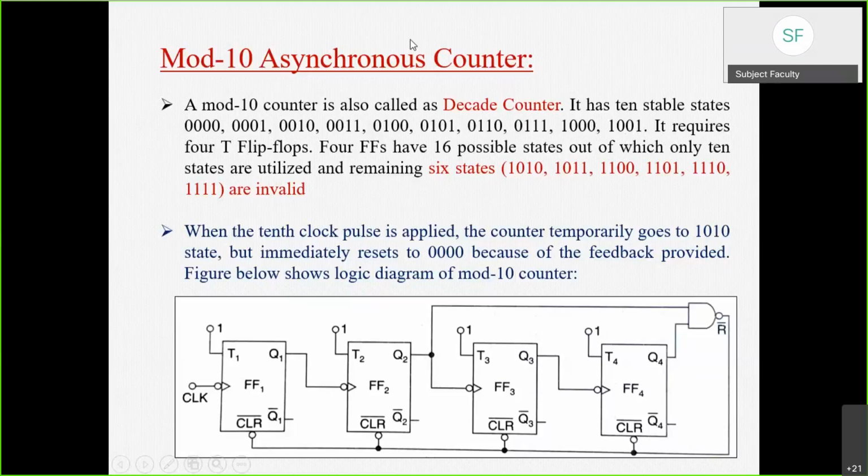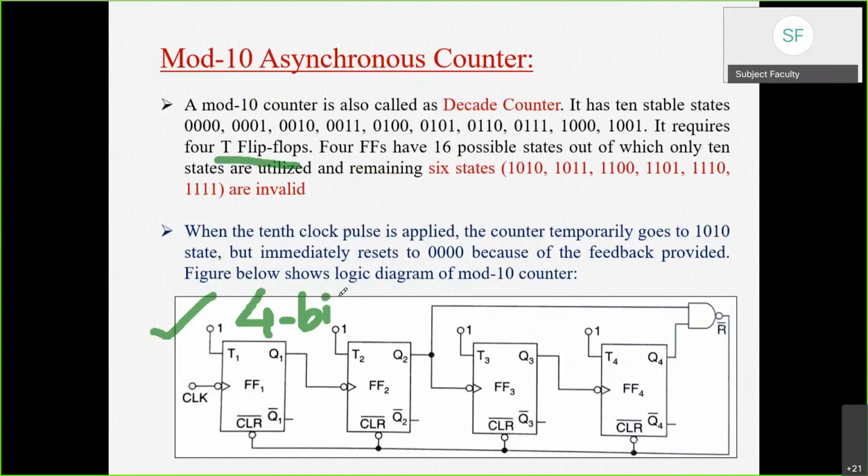Now, how many bit counter do you need for counting 10 states? If you take a 2-bit counter, then only 4 counts will be possible, so it is not an option. If you take a 3-bit counter, then the maximum possible states will be 8, right? But here we want 10, so obviously you have to go with the 4-bit counter. That's why it requires 4 flip-flops. That means this diagram is nothing but a 4-bit up counter.